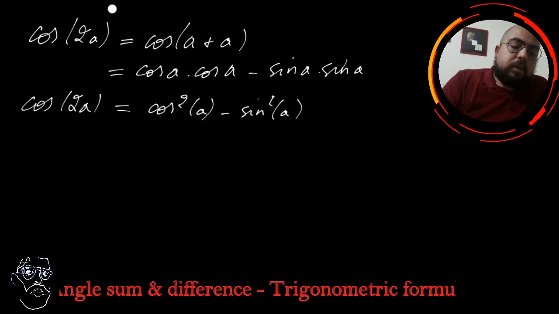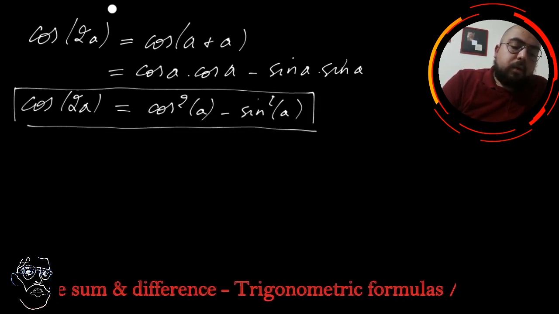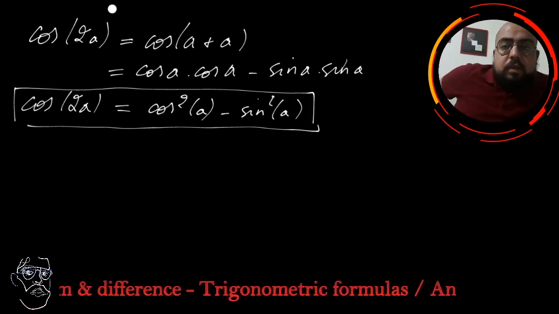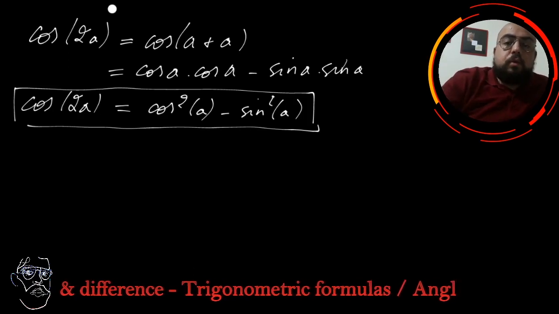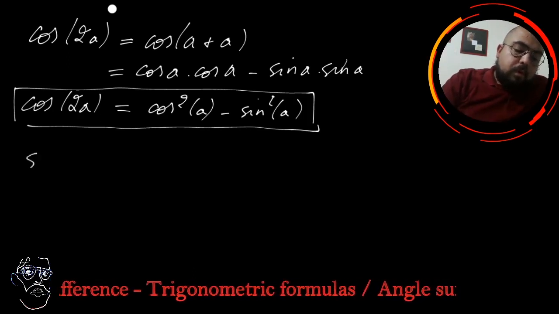And of course this is not equal to 0. It's cosine squared A minus sine squared A. It's not cosine squared A plus sine squared A. So this is another formula that you can simply use. What about sine of 2A?